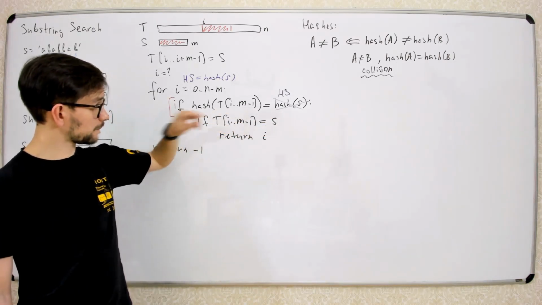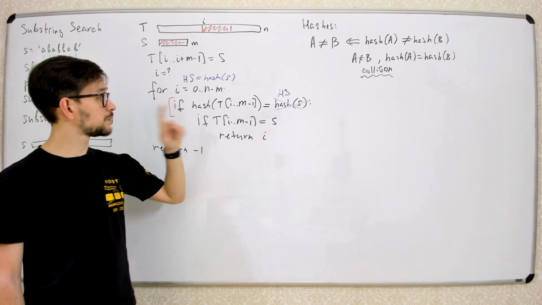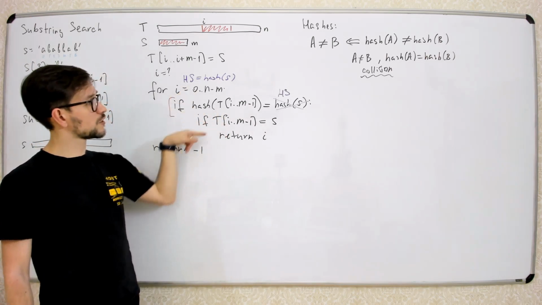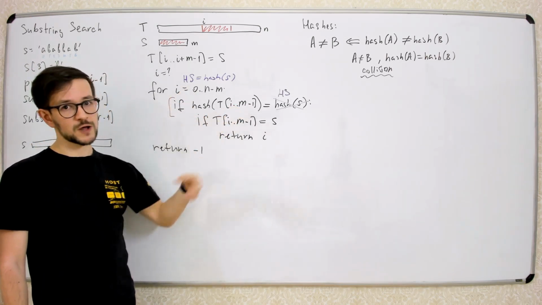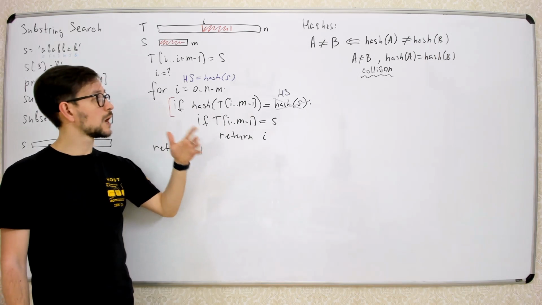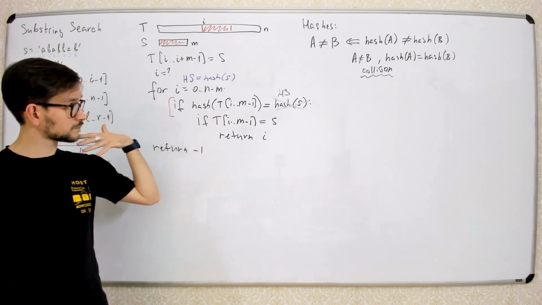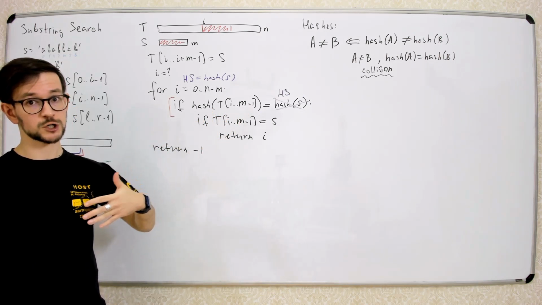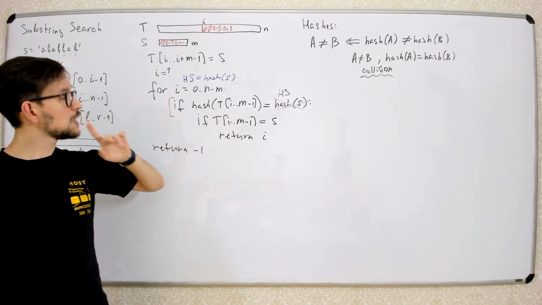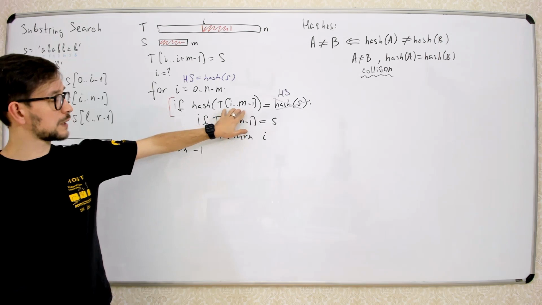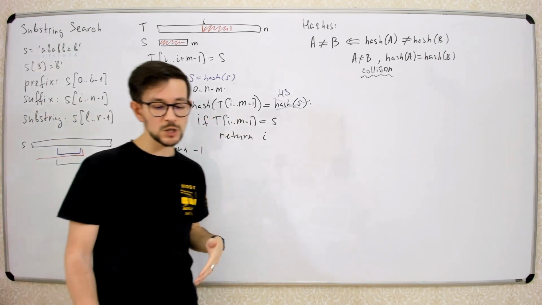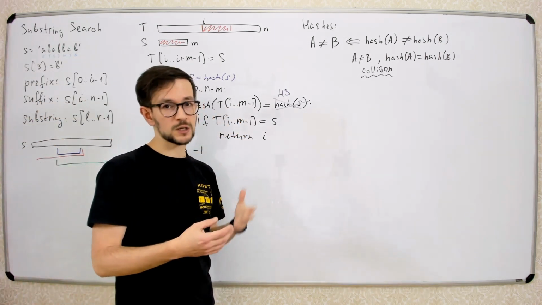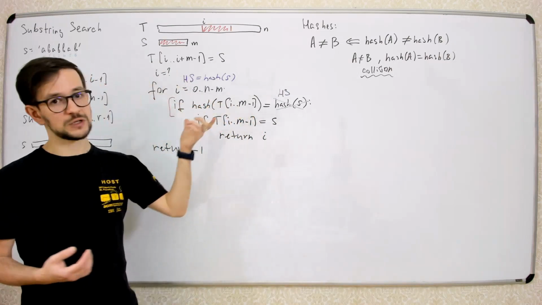But here it is much more complicated, because on each iteration of this loop, we need to calculate the hash function of some different string. And each time it takes linear time to calculate this hash function. So we need some way to improve this calculation time. We need to find a hash function which can be easily recalculated when you move from one substring to another substring.